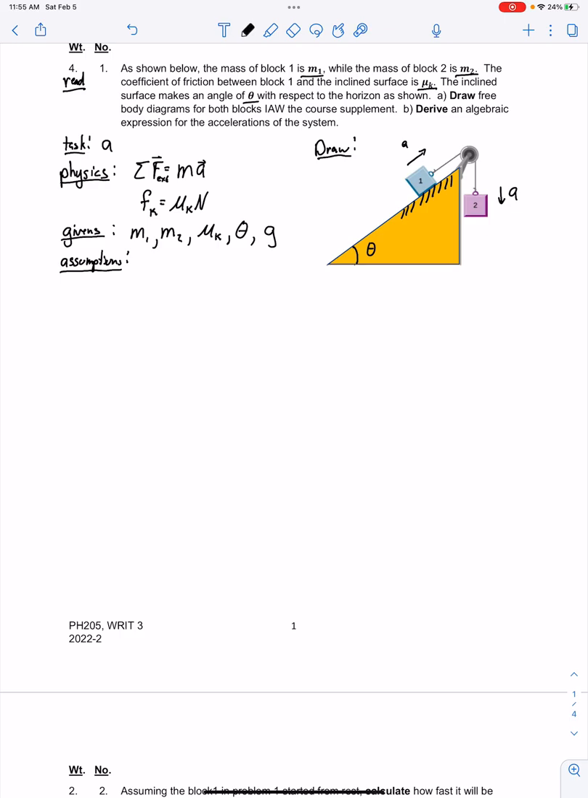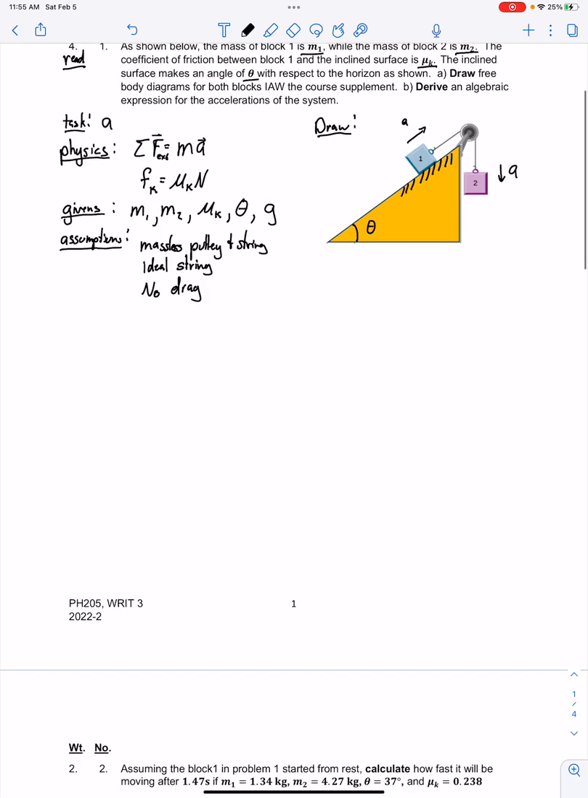So, massless pulley and string. Ideal string, meaning it doesn't stretch. And no drag, things like that. All right, good. Let's move on from there, and we're ready to get into our solve step.